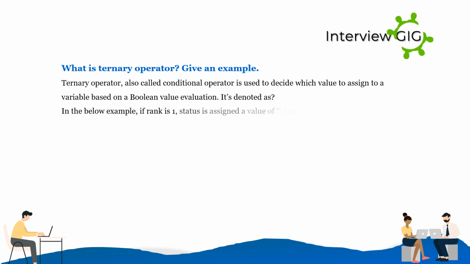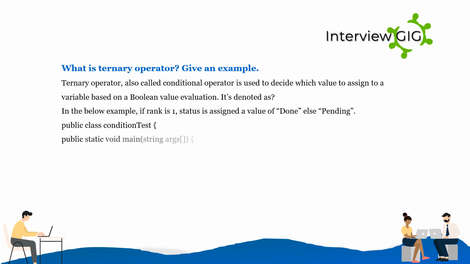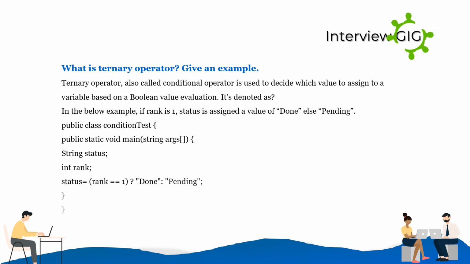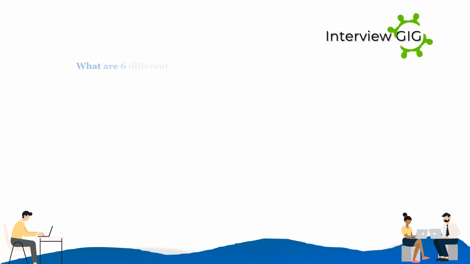In the below example, if rank is 1, status is assigned a value of done, else pending. public class ConditionTest { public static void main(String args[]) { String status; int rank; status = (rank == 1) ? "Done" : "Pending"; What are 6 different types of operators in Java?